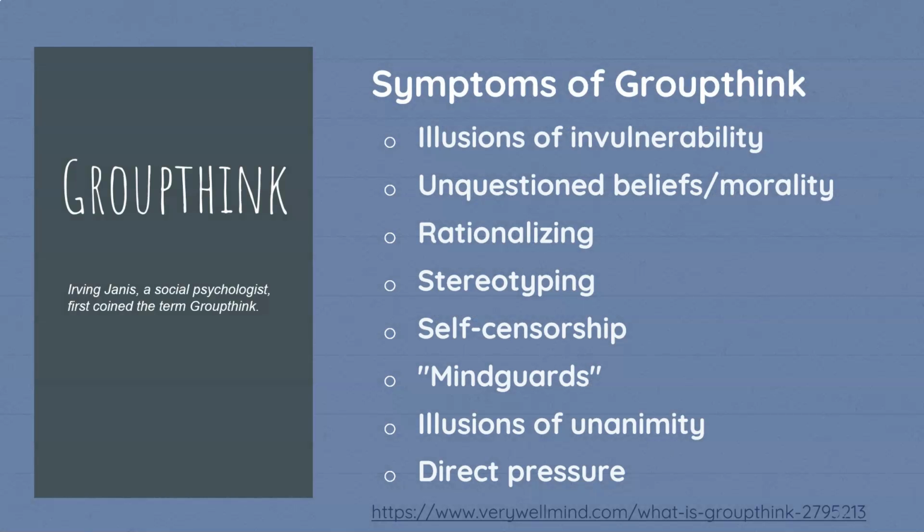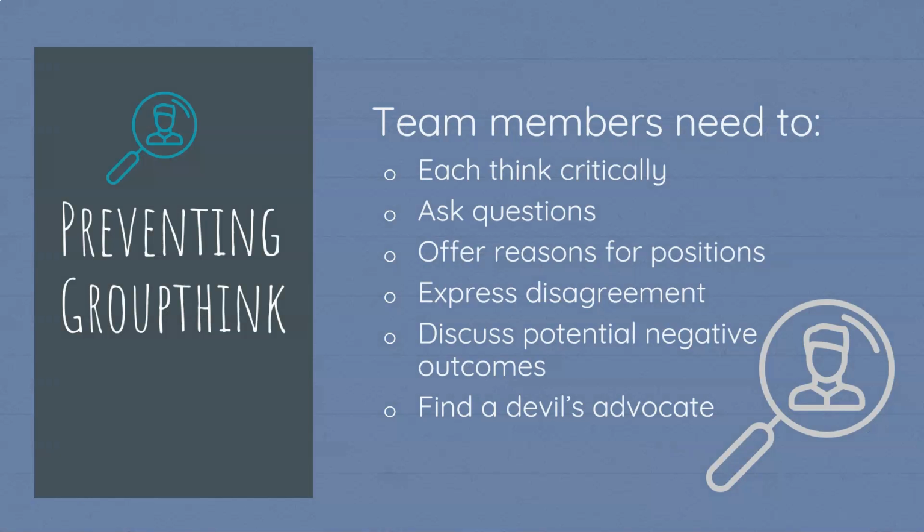We talked about groupthink. Being in a group and conforming to group norms and promoting group cohesiveness is a good thing. But sometimes you can have too much of a good thing. And groupthink is where the group moves along and nobody challenges the ideas. And sometimes that can lead to bad decision making. So here are some of the symptoms of groupthink. And here's how you prevent groupthink.